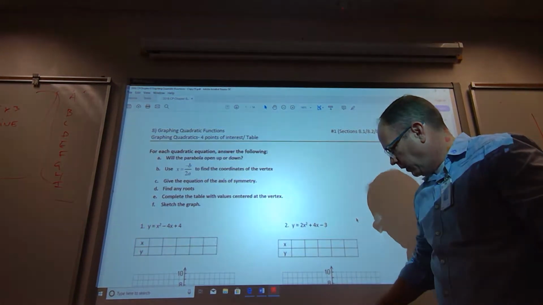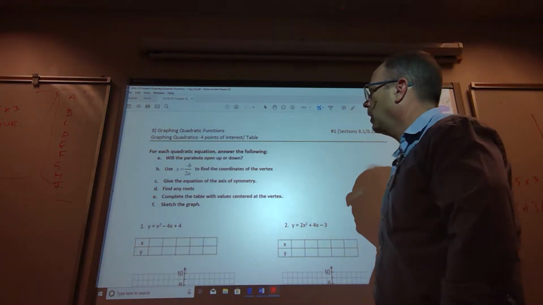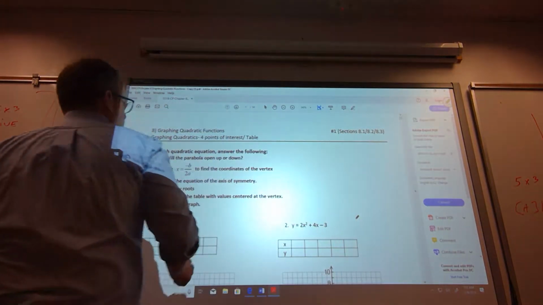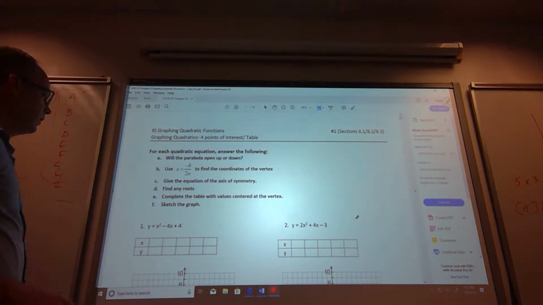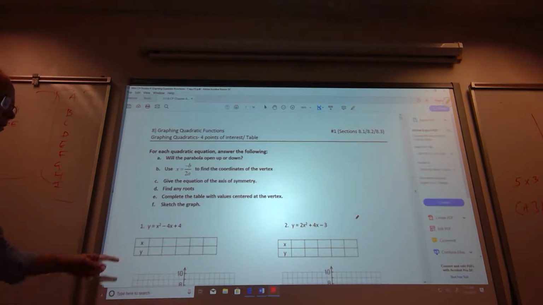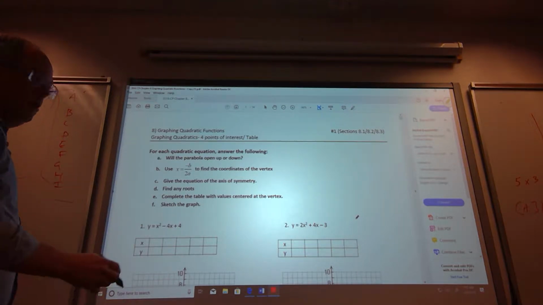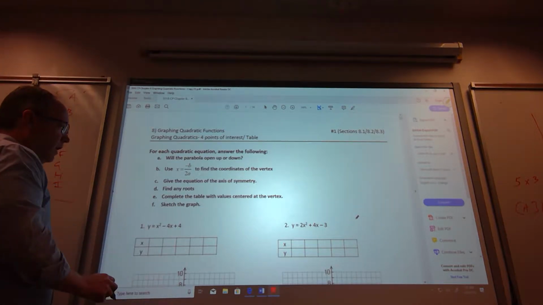All right, guys, these are your odd answers for Chapter 8. We want to know if the parabola opens up or down. We're going to use these functions to answer all the questions on each problem. So for problem number 1, the parabola opens up because the x squared has a 1 in front of it.